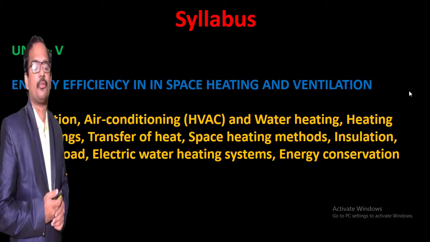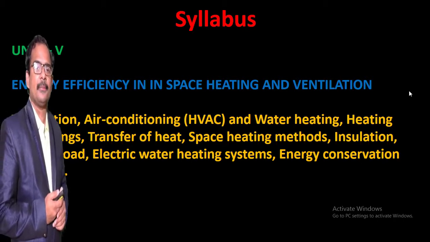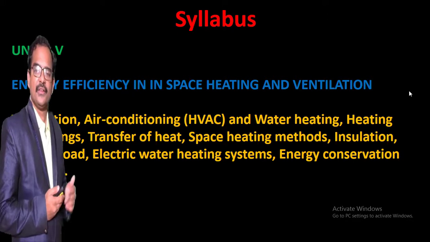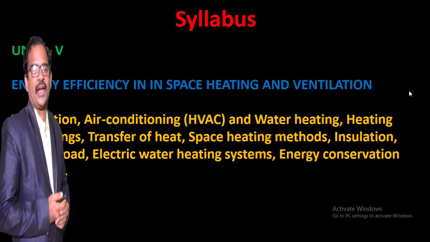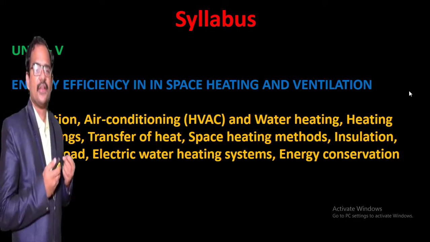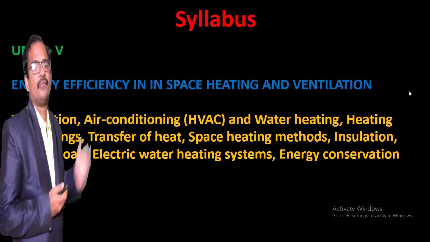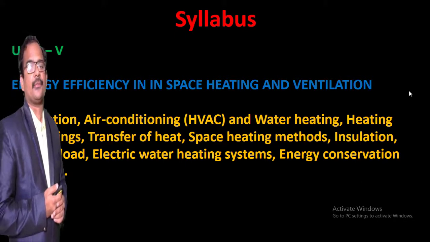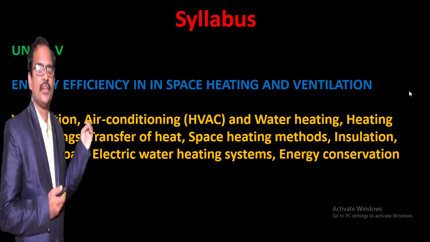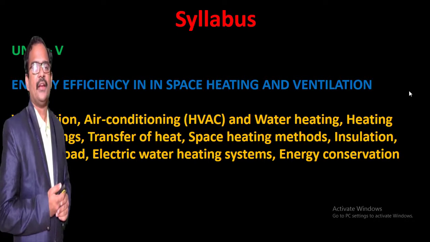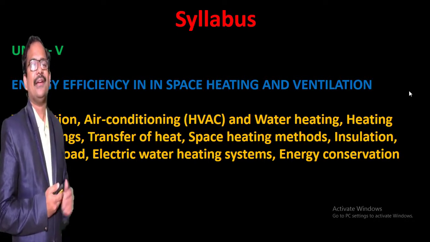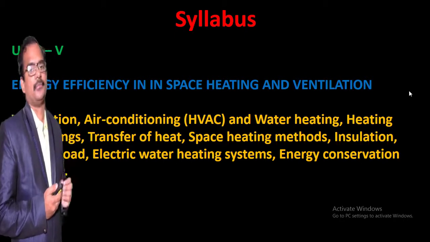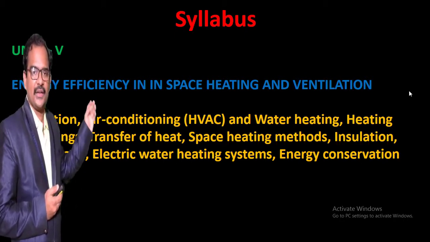There are 2 different types of space heating methods. One is the passive space heating method, the other is the active space heating method. The passive space heating method is called the Trombe wall method, and the active space heating method uses an external supply. Finally we are going to see the different electrical water heating systems, like what is a geyser and what is an immersion heater. And finally the air conditioning, that is the working of the air conditioning system. All these things we are going to see in this particular subject.